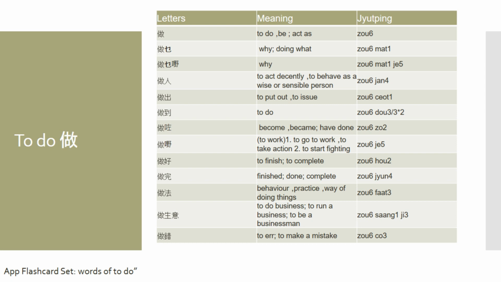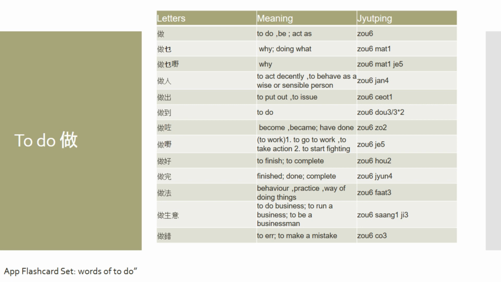Now, if you want to say to go to work, to take action, then you would say 做嘢. If you want to say to finish or to complete, then you would say 做好. If you want to say finished, done, or complete, with a focus on the past tense, then you would say 做完.